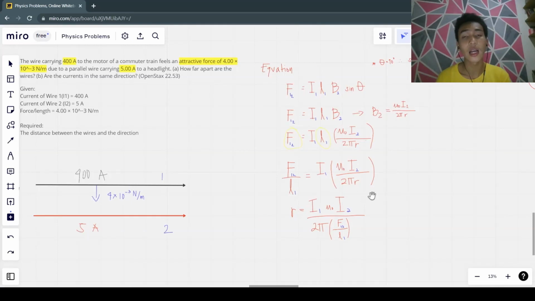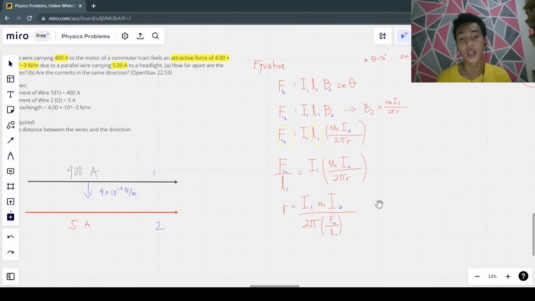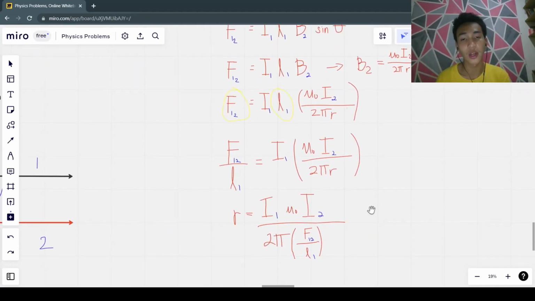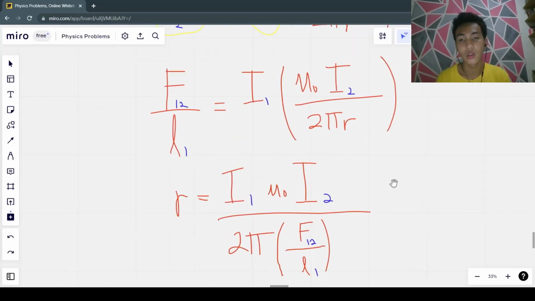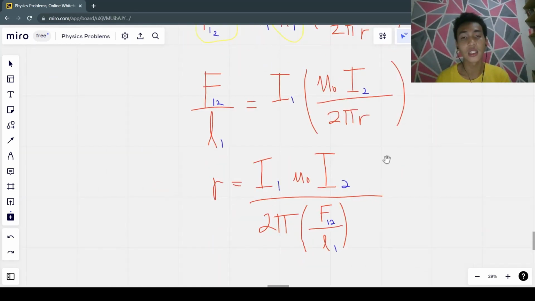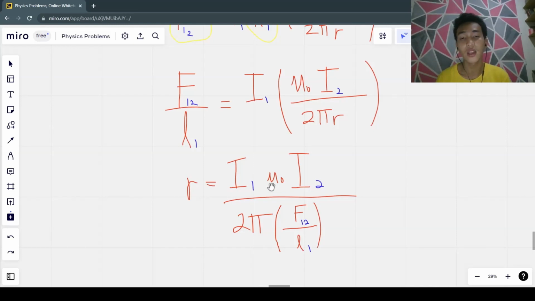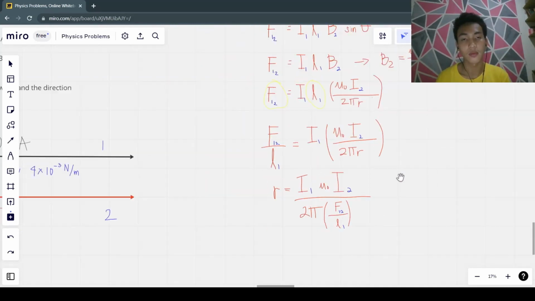So ang hinahanap sa equation sa problem na to rather is the distance between the two wires. So by just cross multiplying all the variables and isolating r for us to find its value, we're going to have r is equal to the current of wire 1 times permeability of free space times the current of wire 2 all over 2 pi times the force per length of wire 1.